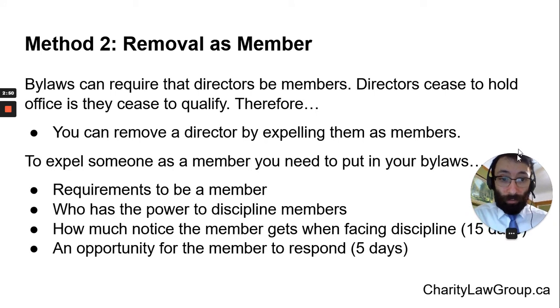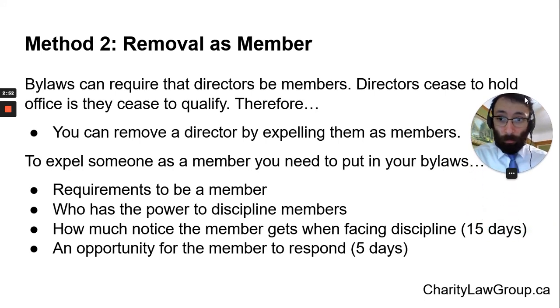To expel somebody as a member, to kick them out, firstly, you need to only do so based on the requirements for being a member. So you have to say what's required to be a member in the first place. One strategy is to say that all members have to sign a code of conduct. And you need to be very careful about how you write that code of conduct. You need to think about all the situations that might arise that might lead you to remove them as a member or remove somebody as a director.